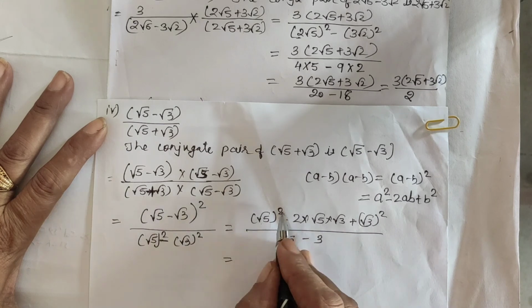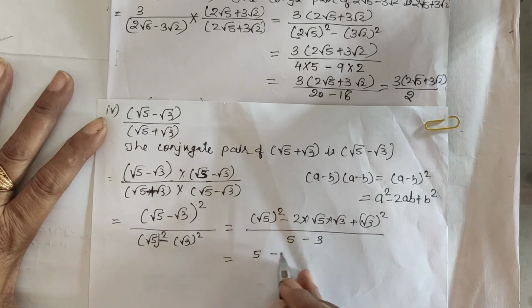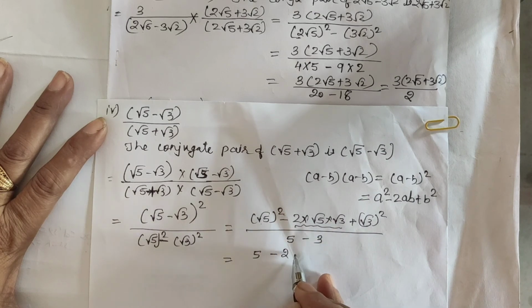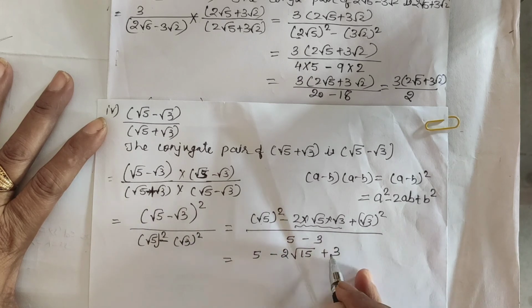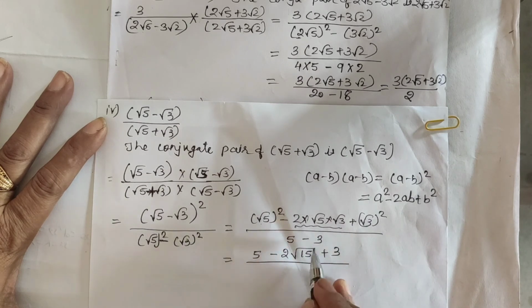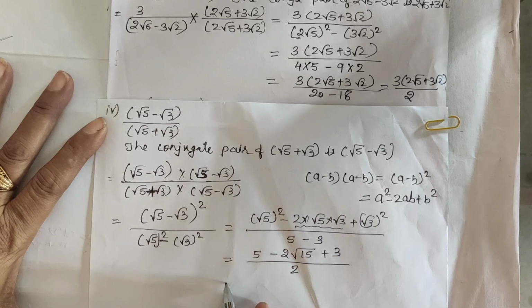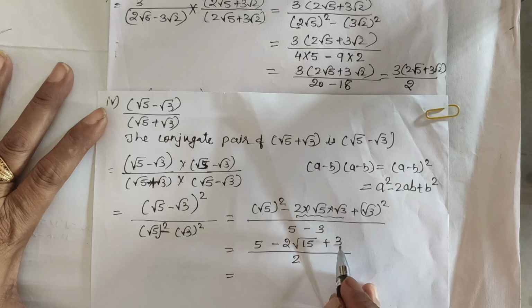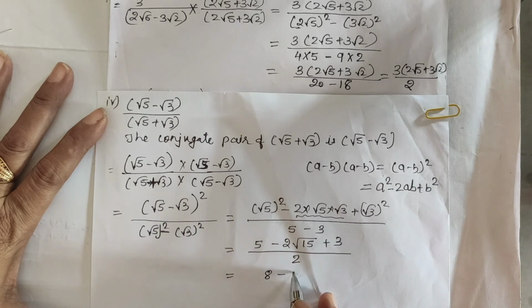Now simplify. Root 5 square is 5, minus. Simplify this properly. 2 into 5 threes are 15, plus root 3 square is 3. Now write the answer: 5 minus 3 is 2. Now see this: 5 plus 3 you can simplify. It becomes 8 minus 2 root 15 upon 2.